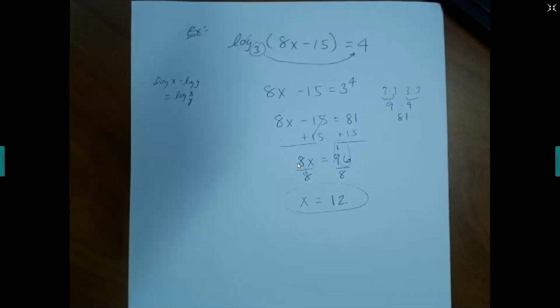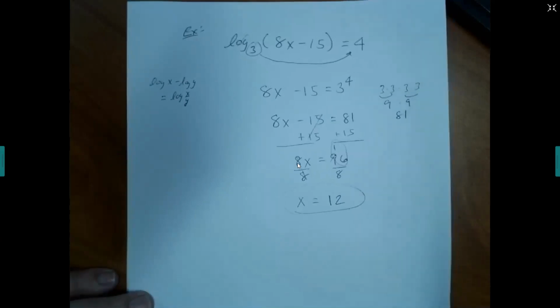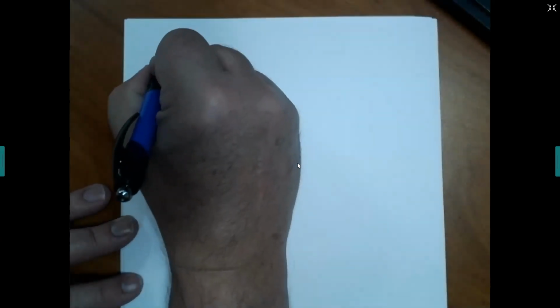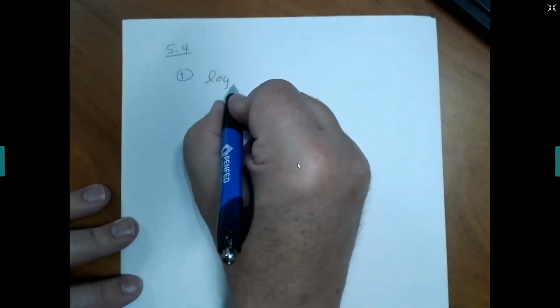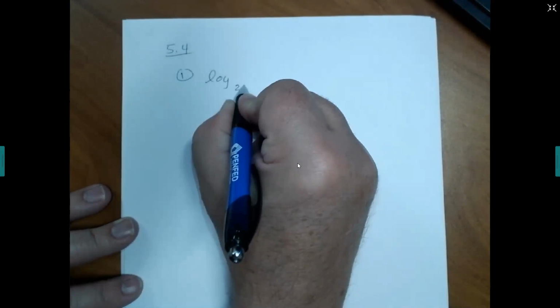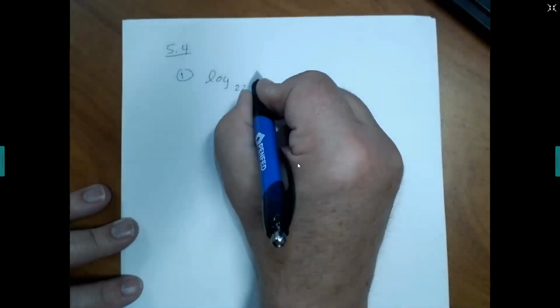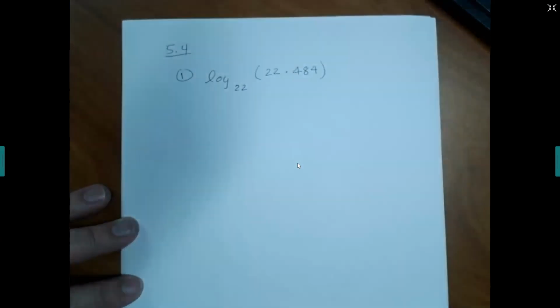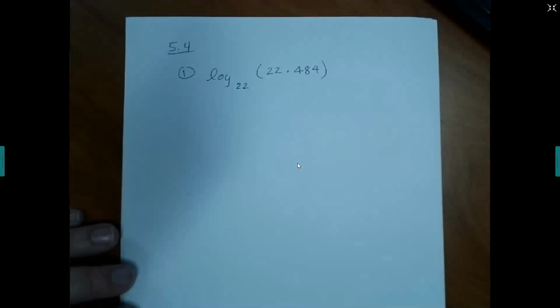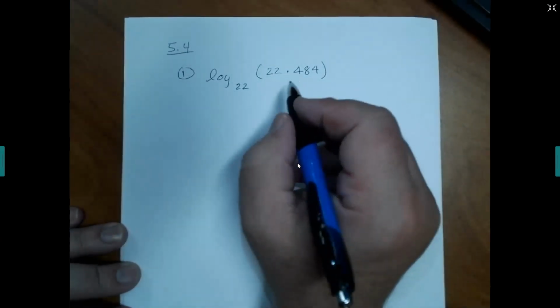Okay, fortunately, I wrote down the homework problems for those first two sections, 8.4 and 8.5. So 8.4, the first question is log base 22 of 22 times 484. You're right.